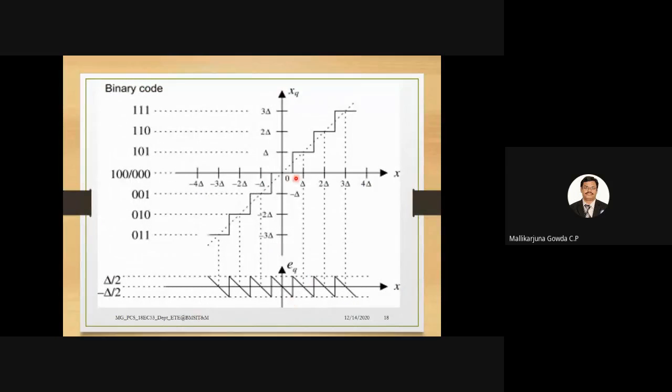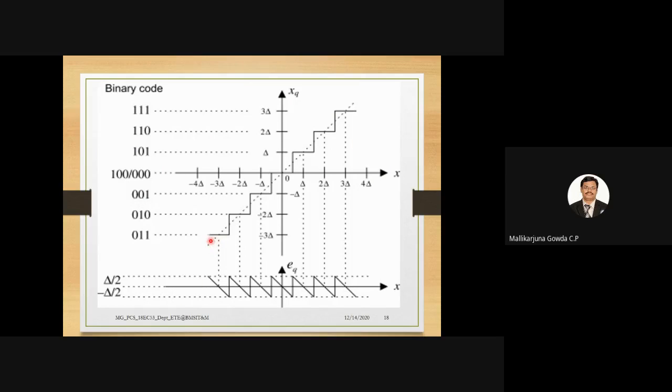So this is my input signal, the dotted line. When I do the quantization, what happens? I get a staircase waveform, right? Hope you understand what I'm saying with respect to this diagram. This is of mid-tread type. The dotted line is my input signal, from peak to peak. This is the peak to peak value.